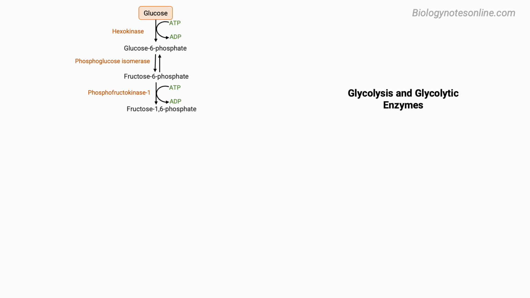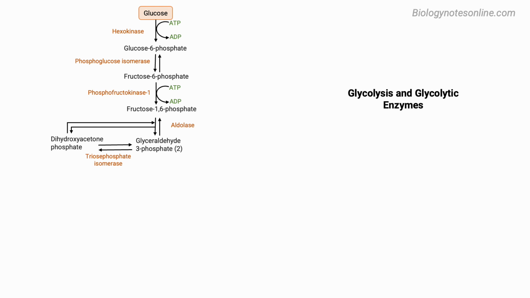Fructose 1,6-bisphosphate is then cleaved into 2 3-carbon molecules, dihydroxyacetone phosphate and glyceraldehyde 3-phosphate. This reaction is catalyzed by the enzyme aldolase. Dihydroxyacetone phosphate can be converted to glyceraldehyde 3-phosphate by the enzyme triose phosphate isomerase. This ensures that all of the carbons from glucose end up in the form of glyceraldehyde 3-phosphate.